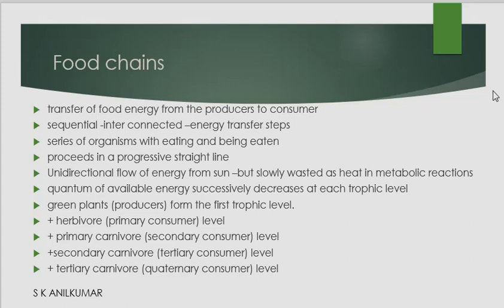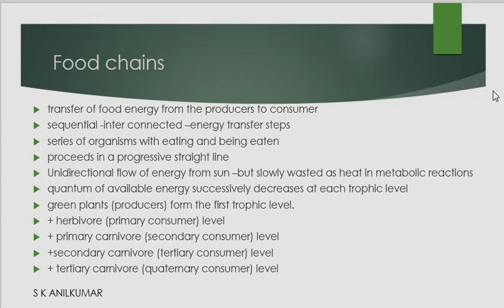So in that way, survival of the plants depends on the existence of the lion in one form. But energy is unidirectional. But energy is also wasted. Energy is wasted as heat in metabolic reactions. When energy goes from plant to the goat, it is reduced. From goat to lion, it is still further reduced.